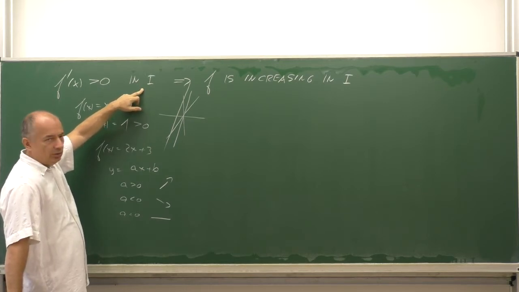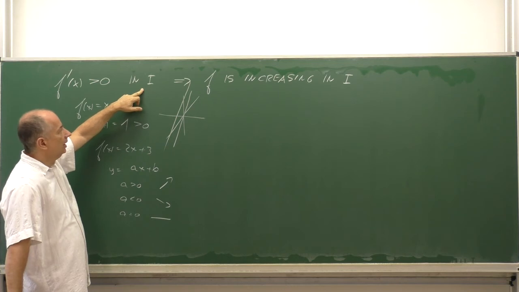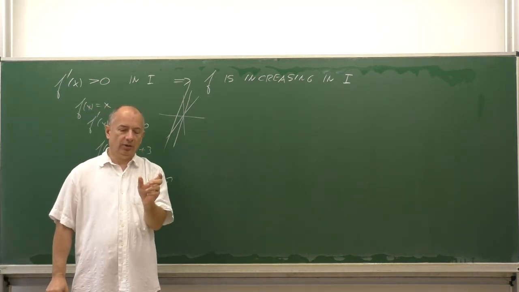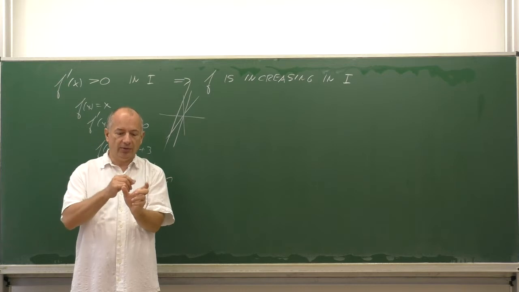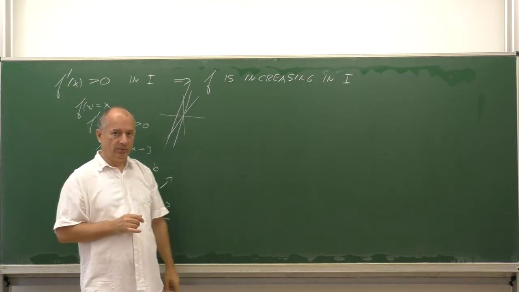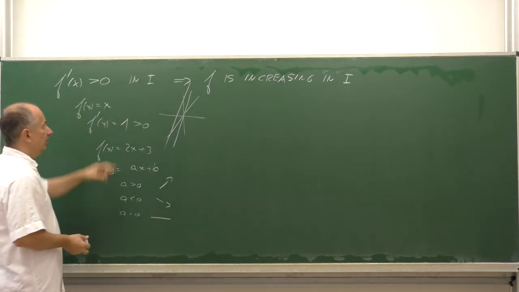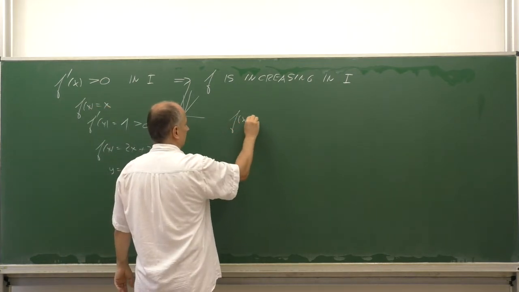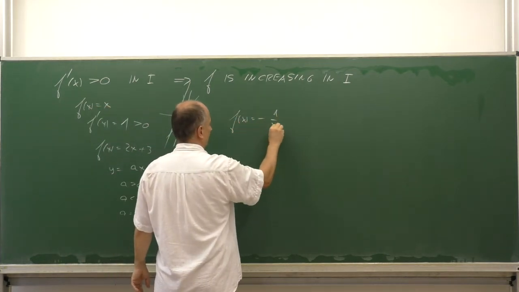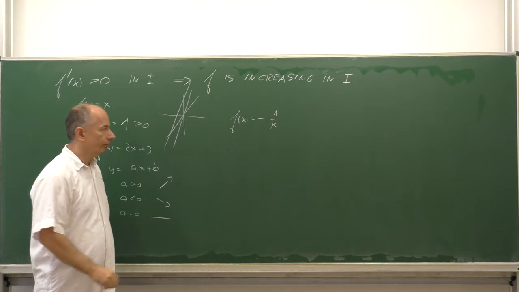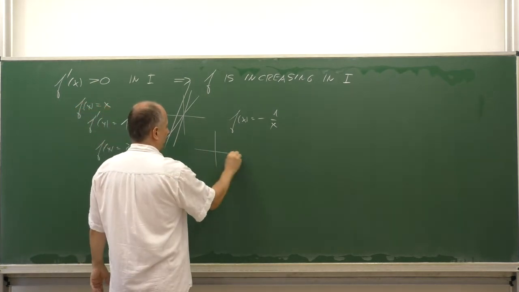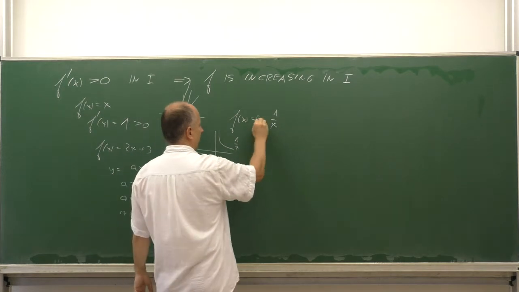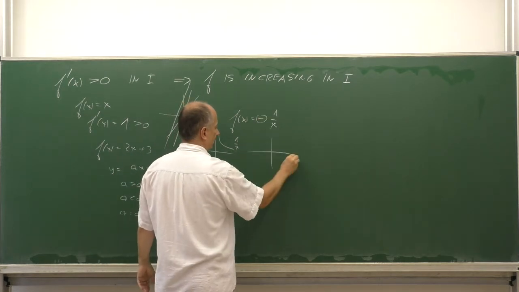Interval is an important term. In particular, it means there are no holes, no missing points. An interval is a continuum, everything between two values. As a counterexample, consider the function f(x) equal to minus 1 over x. 1 over x looks like that, and minus 1 over x looks like that.